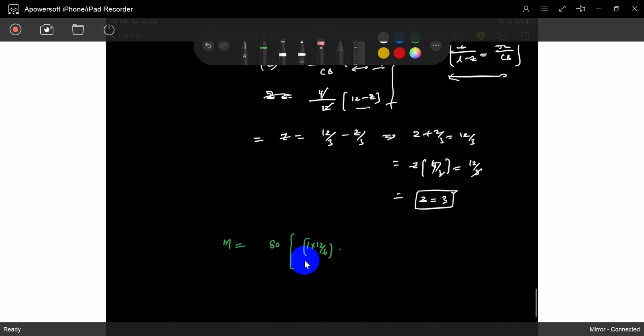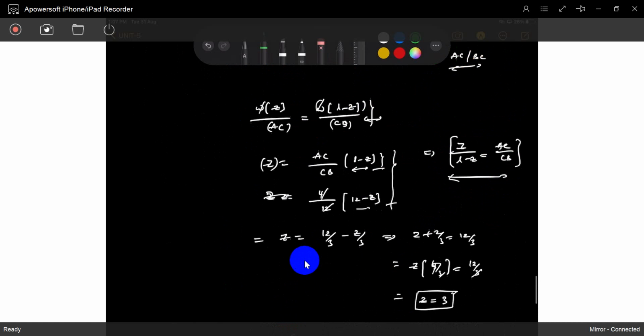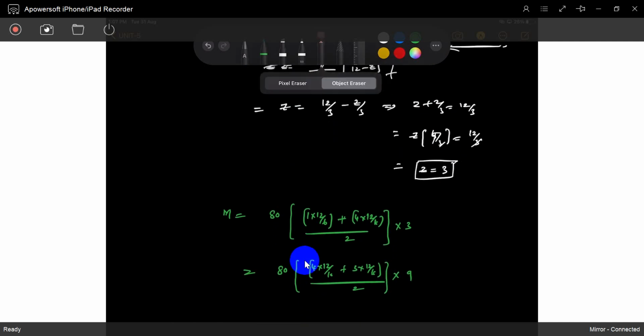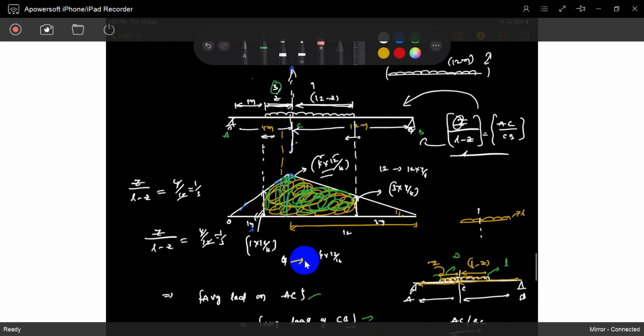The intensity is (1 into 12 by 16 plus 4 into 12 by 16) divided by 2, multiplied by 3 meters. That is the first part. The second part is (4 into 12 by 16 plus 3 into 12 by 16) divided by 2, multiplied by the length, which is 9 meters. You have to find the total area and multiply with the intensity of 80.